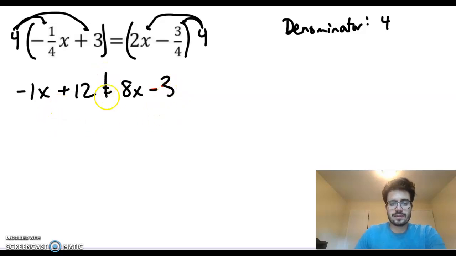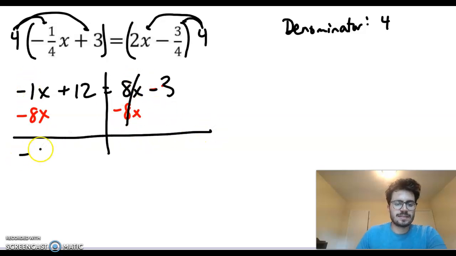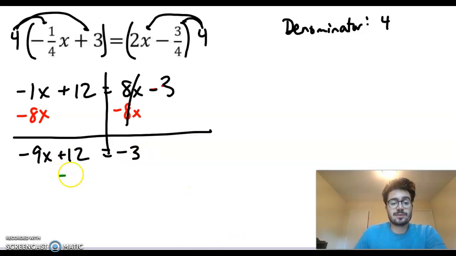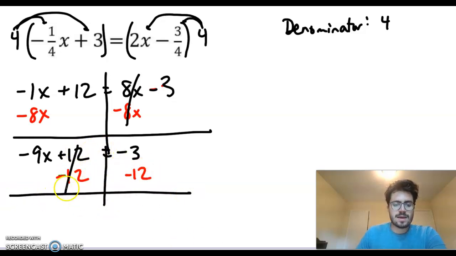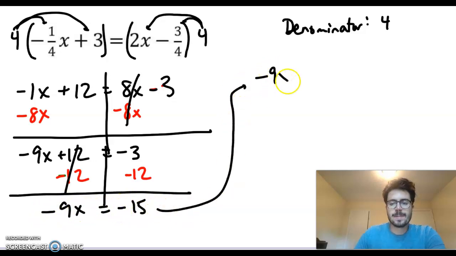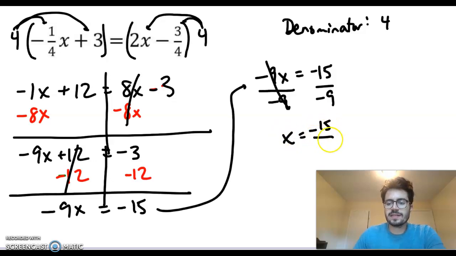Now this is an equation I know how to solve. I'm going to subtract 8x from both sides. Negative 1x minus 8x is negative 9x. Now I'm going to subtract 12 from both sides. I get negative 9x equals negative 15. And I'm going to divide by negative 9. x is equal to negative 15 over negative 9.